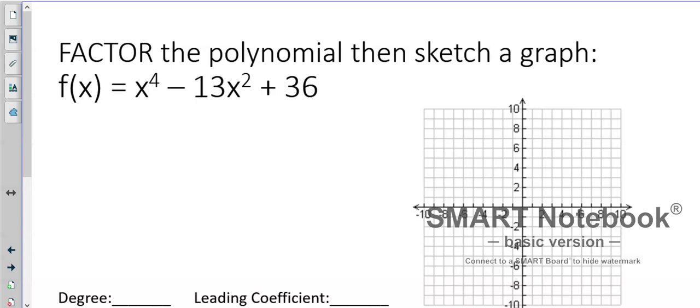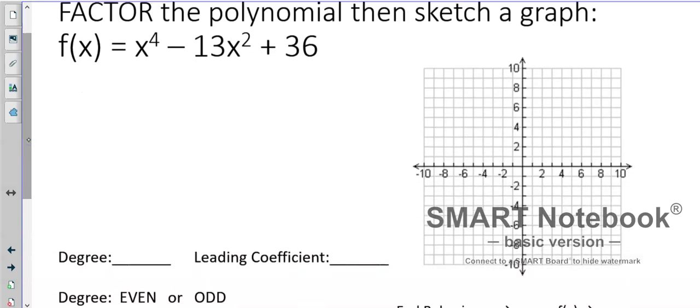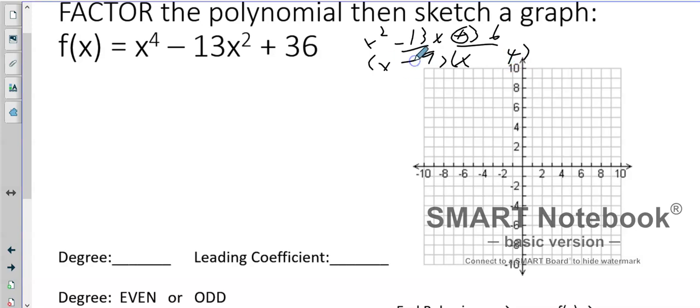Okay, now this one we're going to factor. Now remember, we talked about this in the previous day, the review. This is really no different than x squared minus 13x plus 36. Okay? So we need two numbers that multiply give us 36 that add to negative 13. Well, that's 9 and 4. Easy enough. And they're both going to be negative.